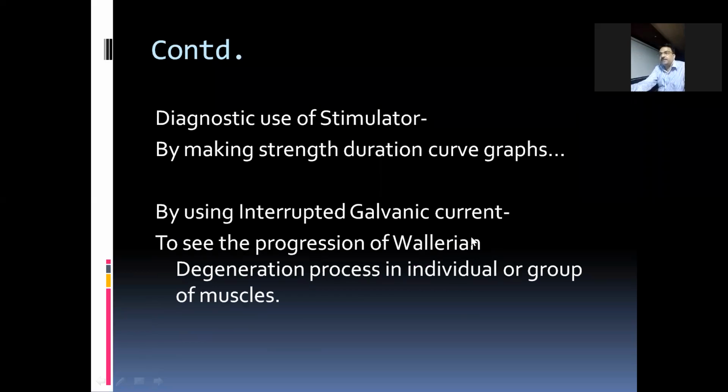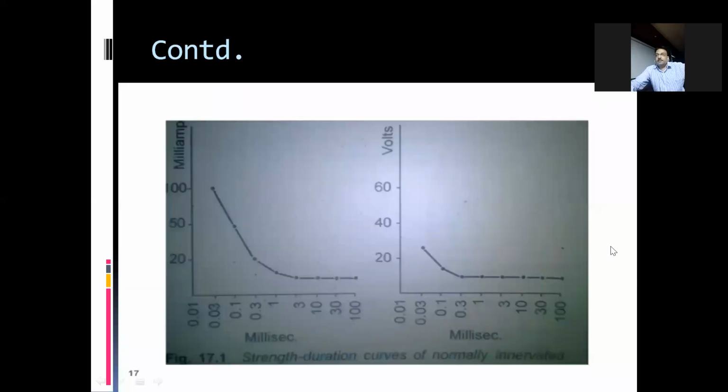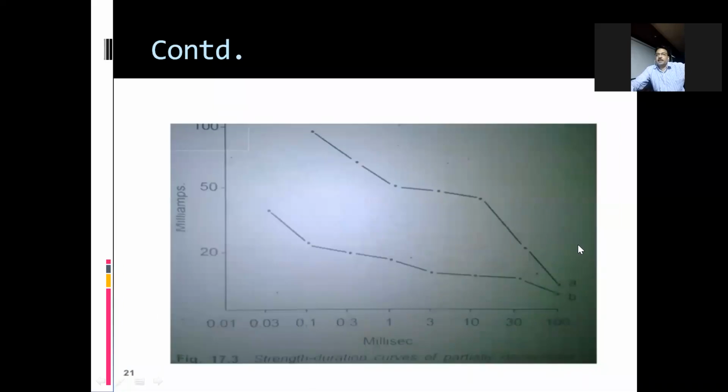Go to the strength duration curve for innervated muscle, the last third graph. Yes, this. See, we are taking 100, 30, 10, 3, 1, 0.3, 0.1, 0.03, not in the order 100 first and then 30, 10, 3. We go in the reverse direction: the shorter durations are taken first and the longer durations later. The intensity will come in millivolts.